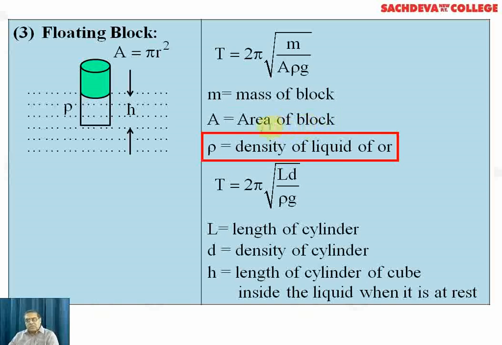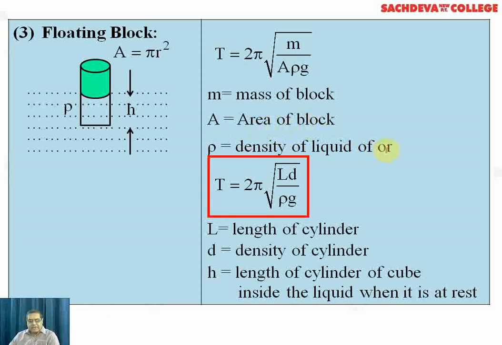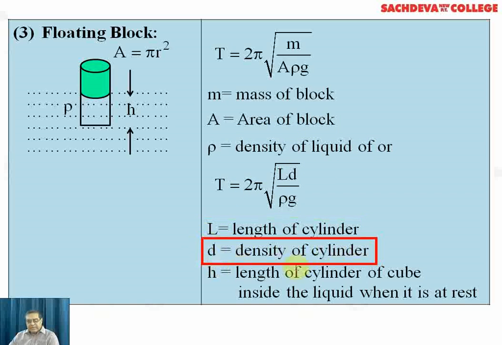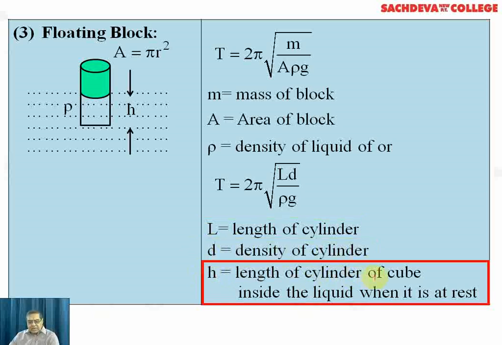Rho is the density of the liquid in which the block is dipped, and T is equal to 2 pi under root L D over rho g, where L is the length of the cylinder, D is the density, rho is the density of the liquid, and g is acceleration due to gravity. And h stands for the length of the cylinder inside the liquid when it is at rest. It is nothing but the height.